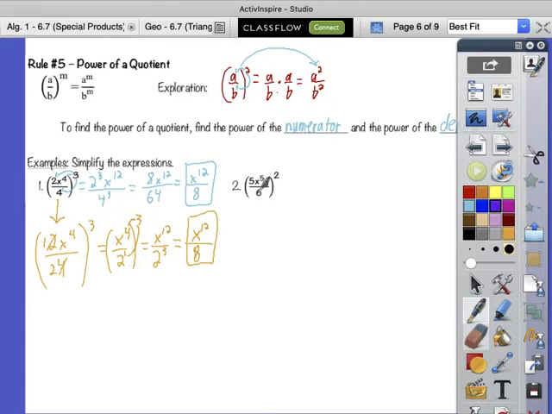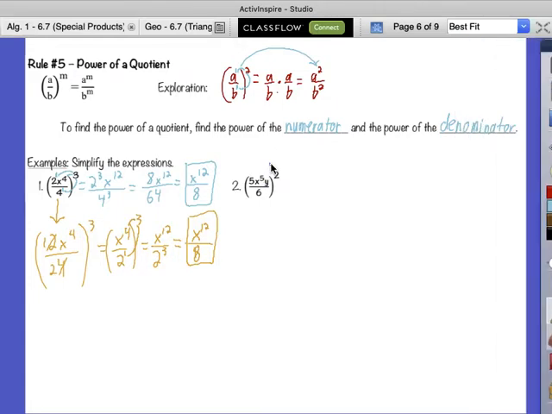Let's take a look at number 2 here. 5x to the 5th y all over 6, which is all being raised to the second power. Nothing we can simplify here inside the parentheses this time, unfortunately, but we can distribute this 2 to the exponents. So 5 becomes 5 squared, x becomes x to the 10th, remember we're multiplying, and y becomes y squared. 6 becomes 6 squared, because it was 6 to the 1st.